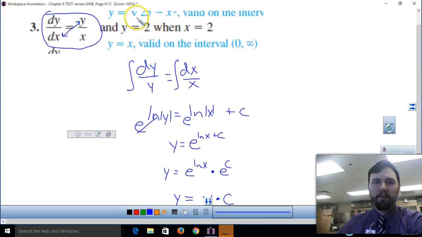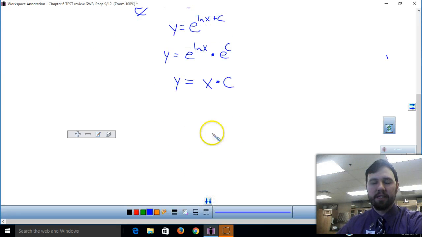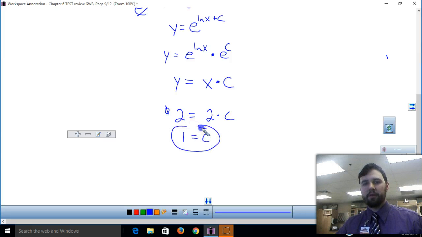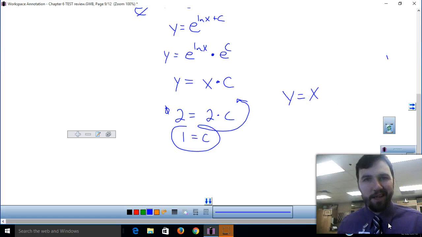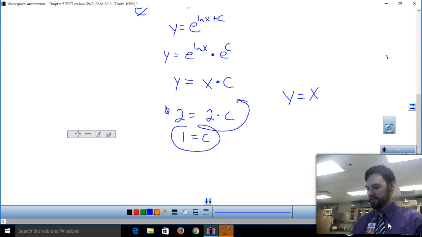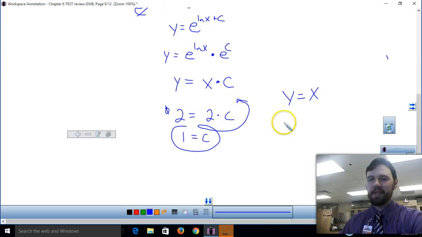So now I have to go back up here and grab these 2 points and plug them back in to find out what c is. So I'm going to set y equal to 2 and x equal to 2. So you end up with 1 equals c. So my final answer is y equals x. Isn't that silly? Super easy.